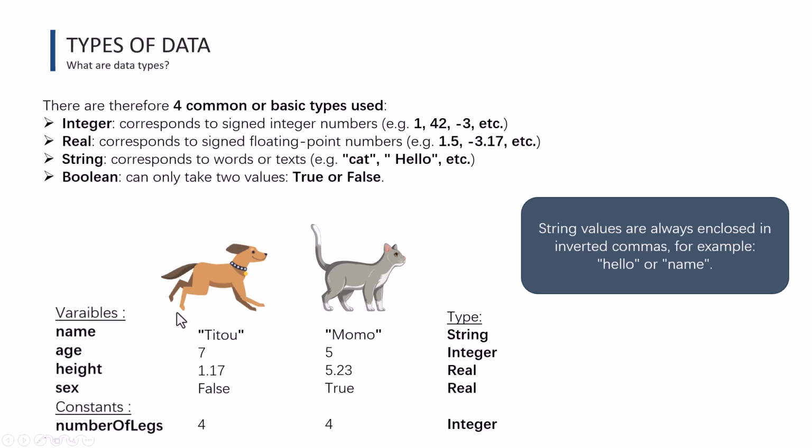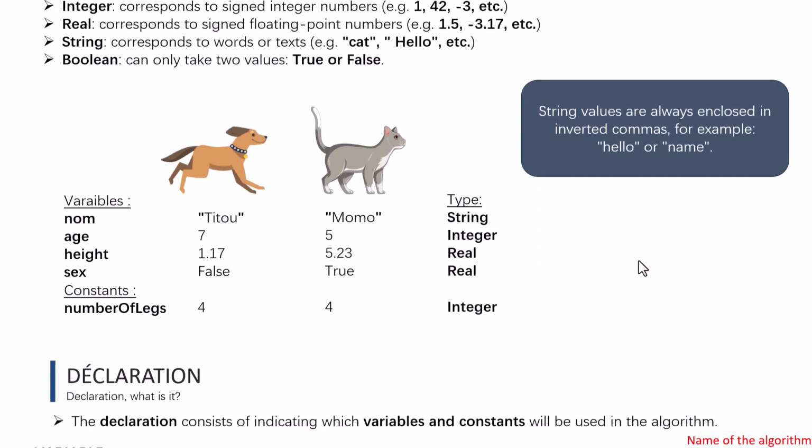To summarize, in this example you have four variables: the name, the age, the height, and the sex, with the different values that we have already explained in the past, and the associated types. The only constant that you have is the number of legs. That will be a constant, and it will be an integer. The most important thing to understand is that when you want to give a value to the string type, it must be inside inverted commas.